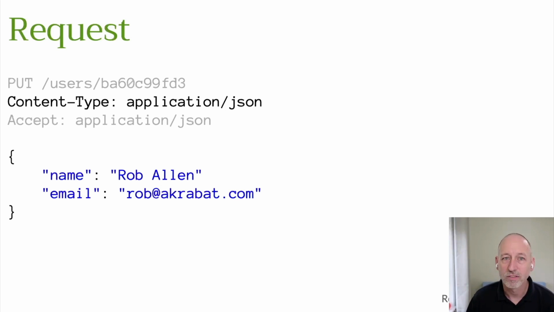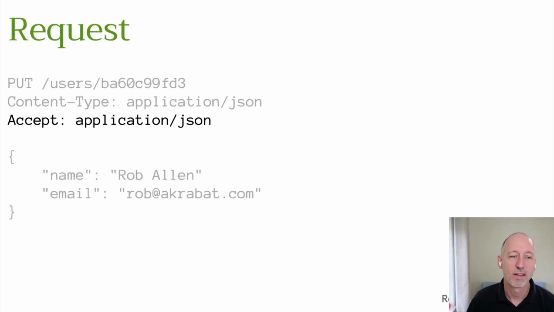And we have the content type header because we need to know how to decode, how to understand this payload. And finally, this client has told us that they can accept application/json in response, which is quite helpful for future proofing in that we can control the data we send back to them based on the formats that they can accept.